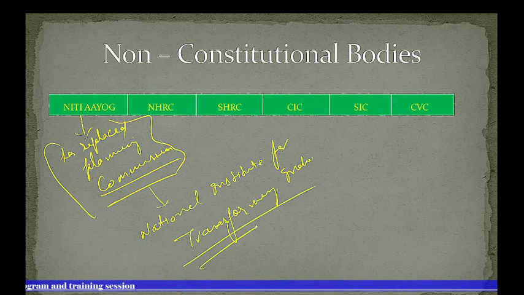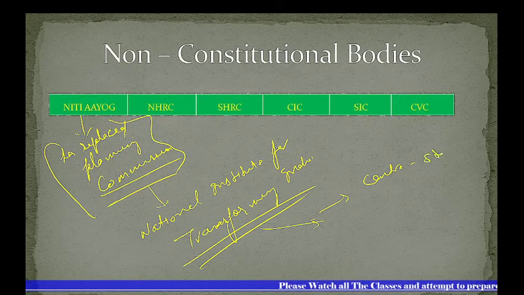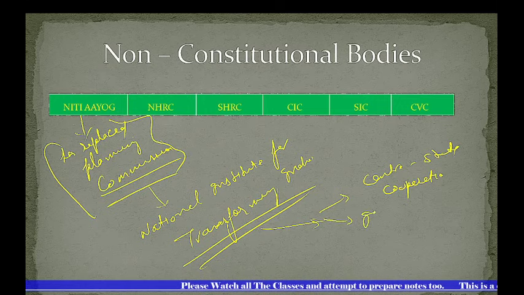Now you can say with the name National Institute for Transforming India, what does this mean? It wants to transform India. Now how India can be transformed? India can be transformed only by having what? Center, state, cooperation. Only by having good governance.